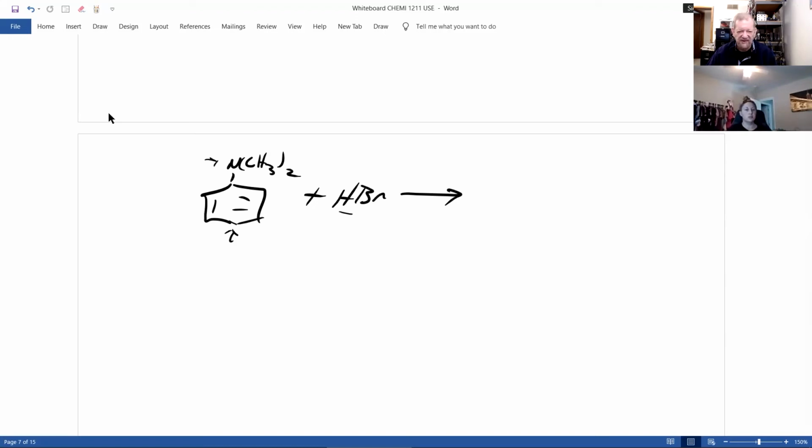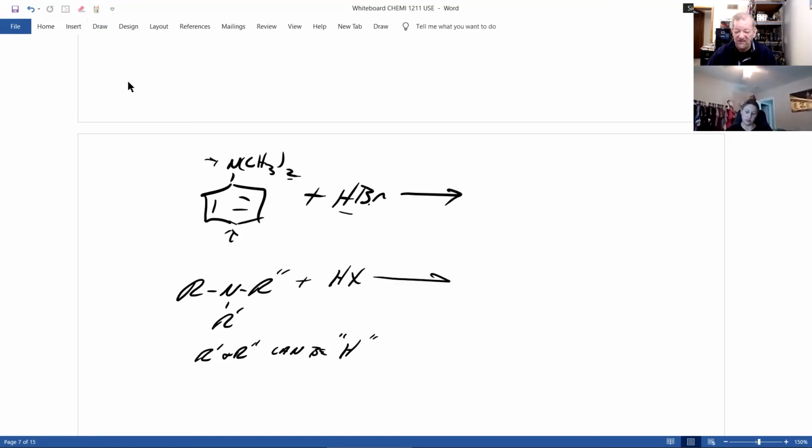But I've got a nitrogen here, and it's got two methyls and a benzene ring. That's a tertiary amine. But it could have been a primary or secondary, because R prime and R double prime can be hydrogen. And this is HBr, which is HX, an acid. And for this class, X is chlorine, bromine, or iodine. Now, it could be other acids, but for this class, I'm just going to stick to this. And you make an amine salt.